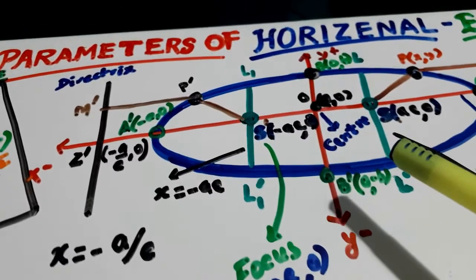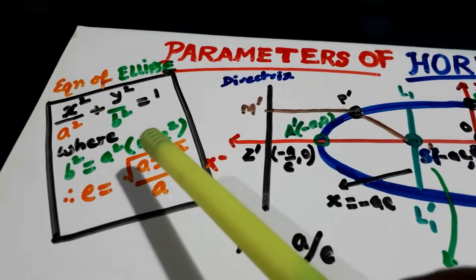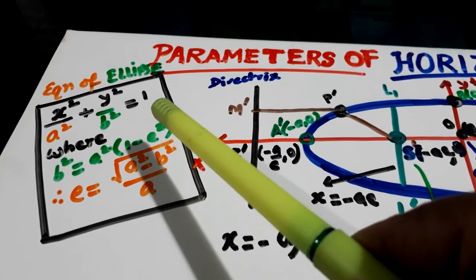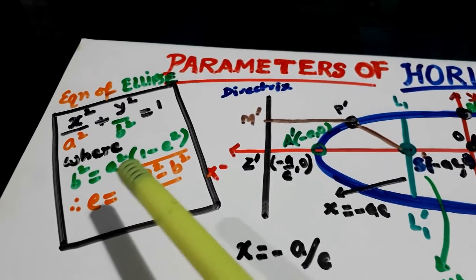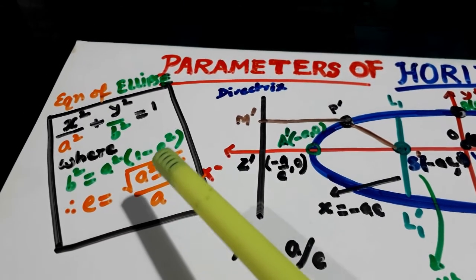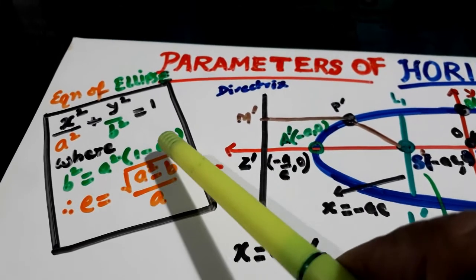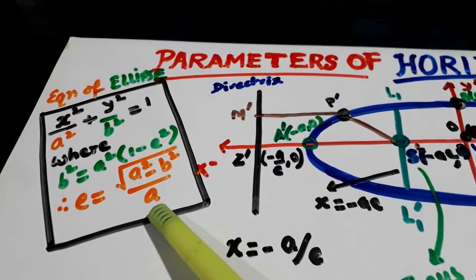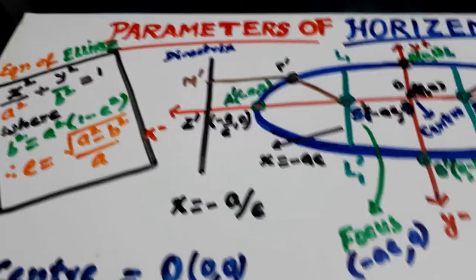And now the equation of the ellipse is given here. X square over A square plus Y square over B square equal to 1, where B square is equal to A square into 1 minus E square. The value of E is less than 1, therefore we subtract it from 1. So on solving this, you will get the value of E as under root A square minus B square over A.